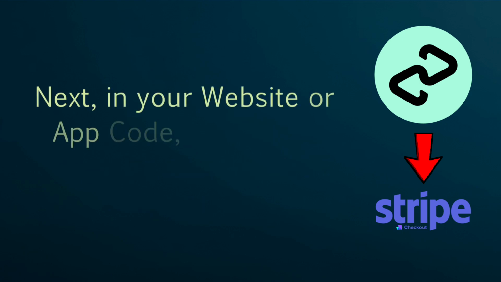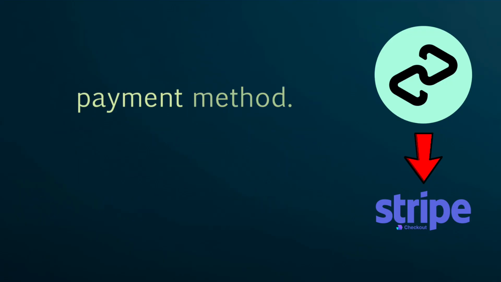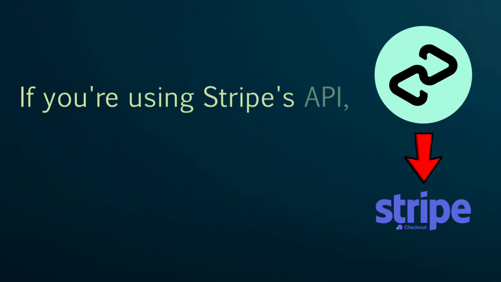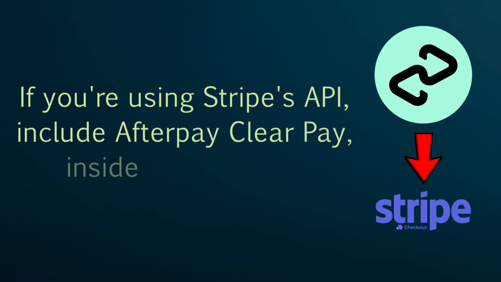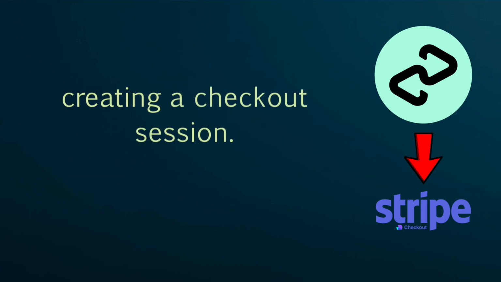Next, in your website or app code where you create the Stripe checkout session, add Afterpay as a payment method. If you're using Stripe's API, include Afterpay ClearPay inside the payment method types array when creating a checkout session.